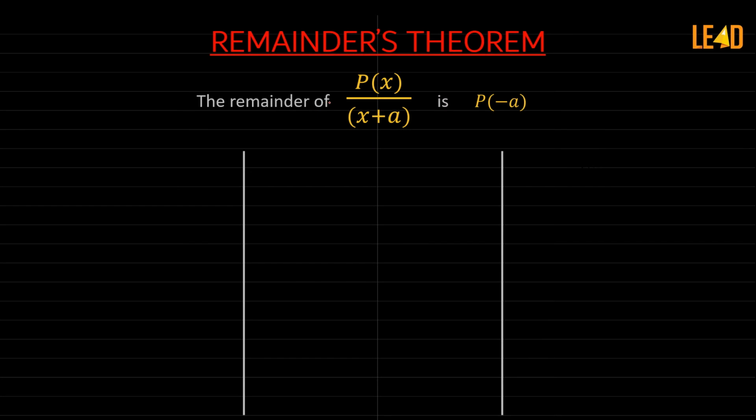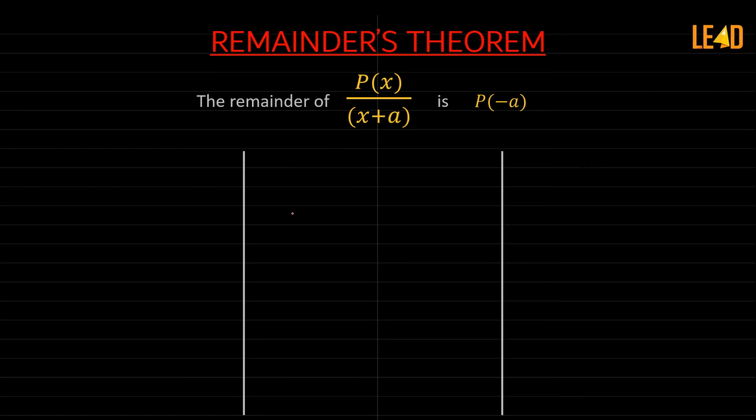Sometimes we need just the remainder. We are not really concerned about the quotient, right? And I'll show you one of those examples. The remainder you would get would be p of minus a. That's to say, whatever a is, just plug it back into the original p of x, and then you have the remainder. And we'll do that with three examples, actually.